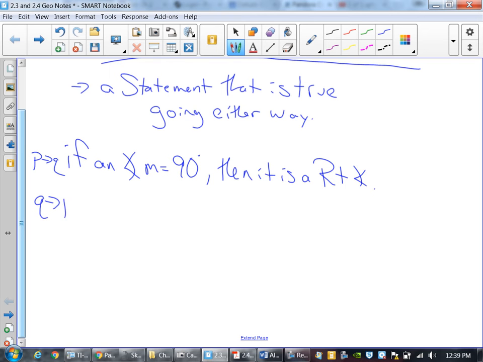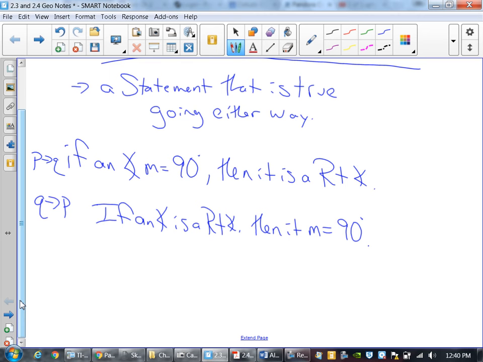And then if I flip it, if an angle is a right angle, then it measures 90 degrees. Is that true? The answer is yes, it's true. See how it's the same going both directions? When it's the same going in both directions, you can rewrite it as what's called a biconditional statement.